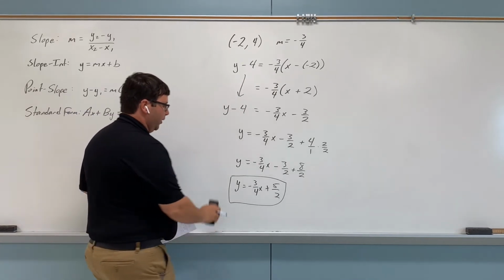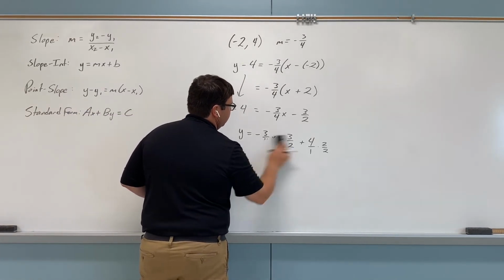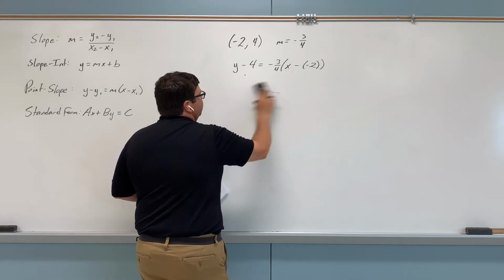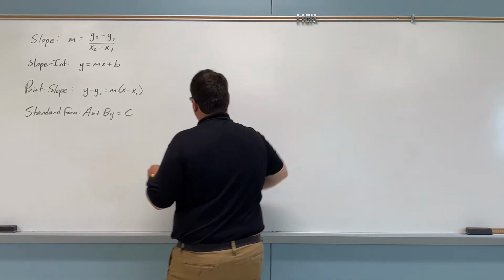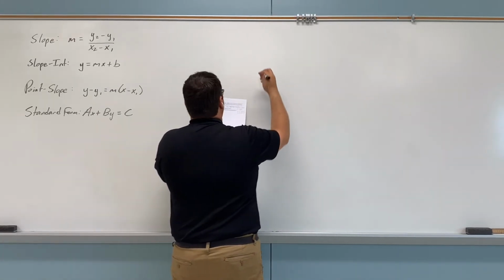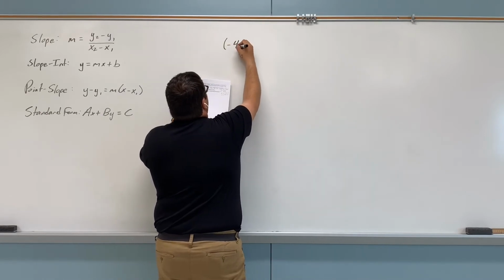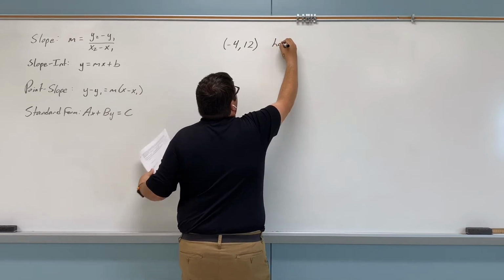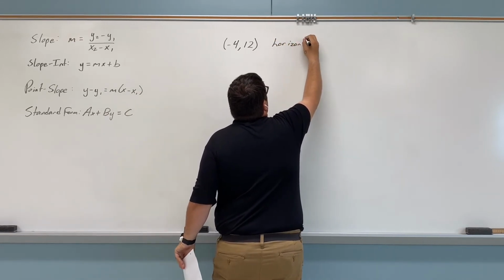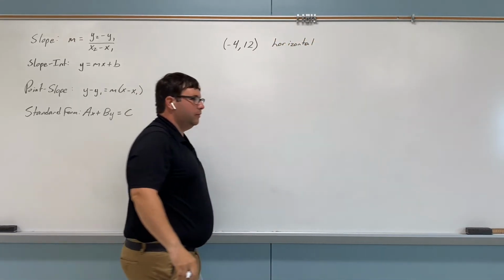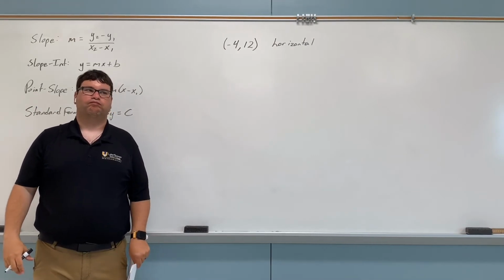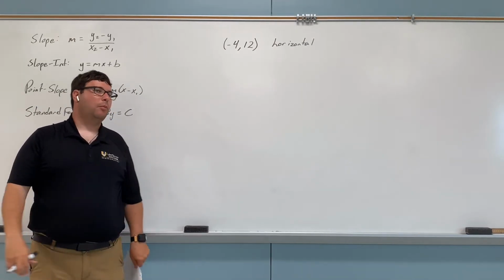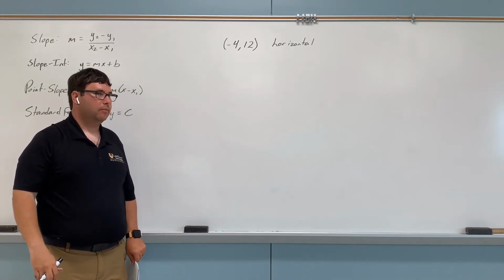Very good. Let's do another one. All right, next point that is given to us is negative 4, 12, and it says our line is horizontal. What is the slope of a horizontal line?